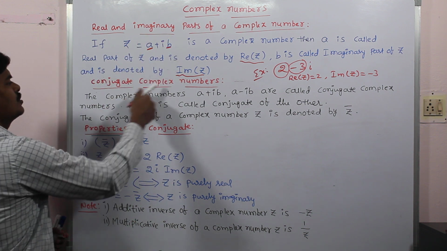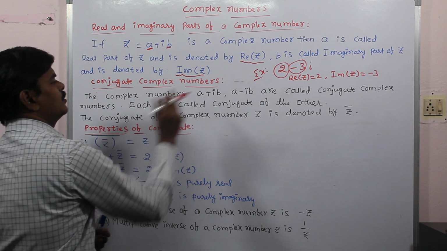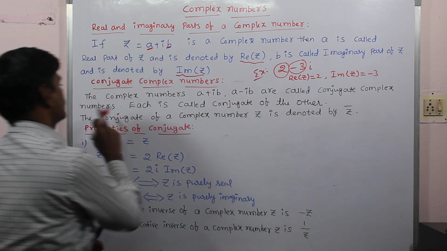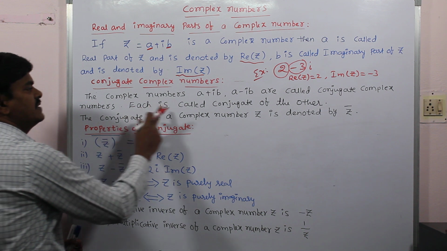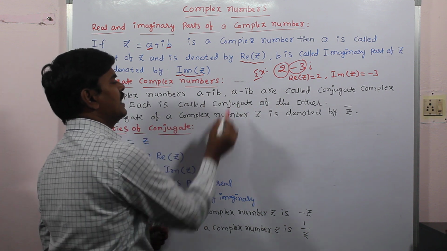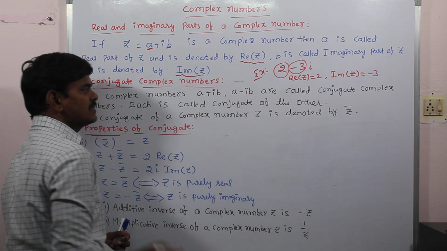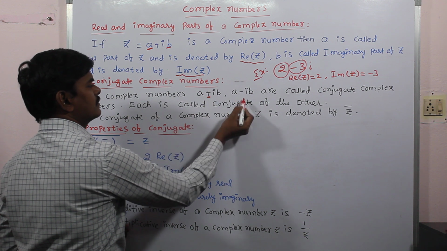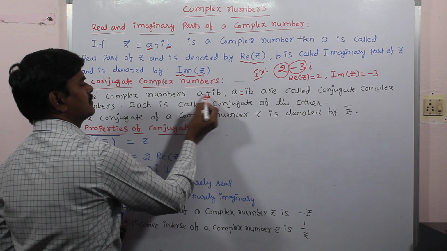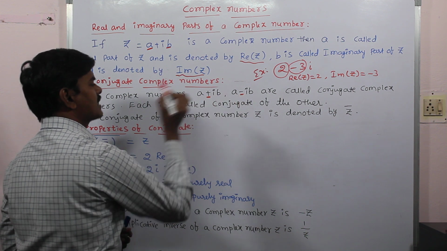Next, conjugate complex numbers. The complex numbers a + ib and a - ib are called conjugate complex numbers. Each is called the conjugate of the other. That means both a + ib and a - ib are conjugates of each other. The real and imaginary parts don't differ, just the sign differs.